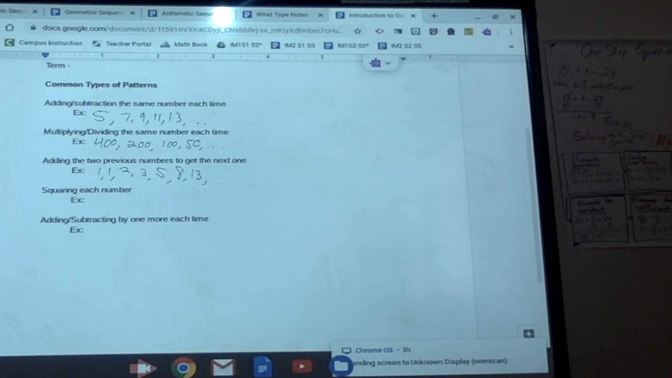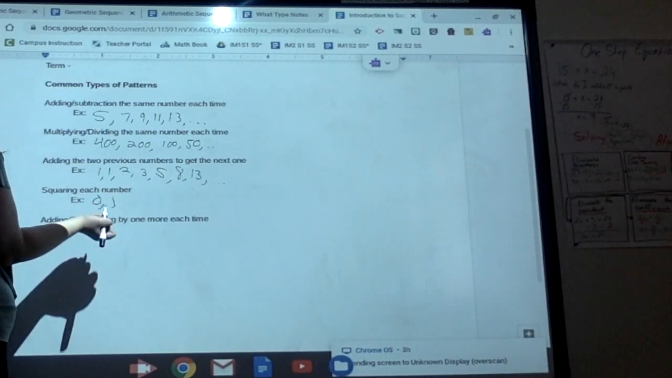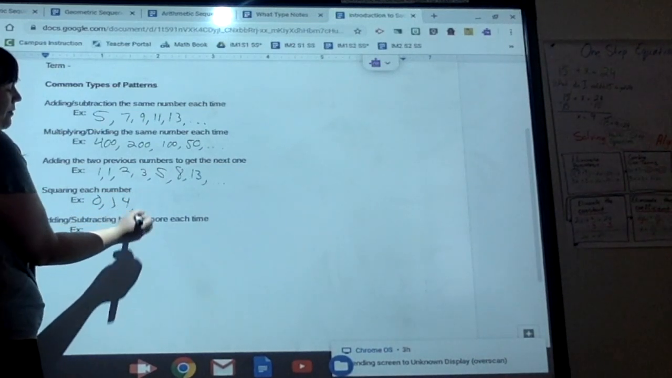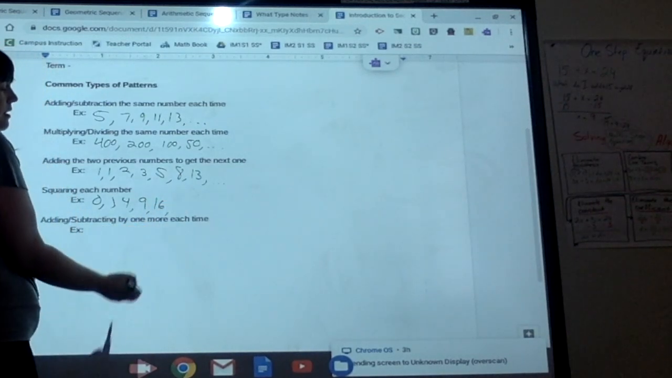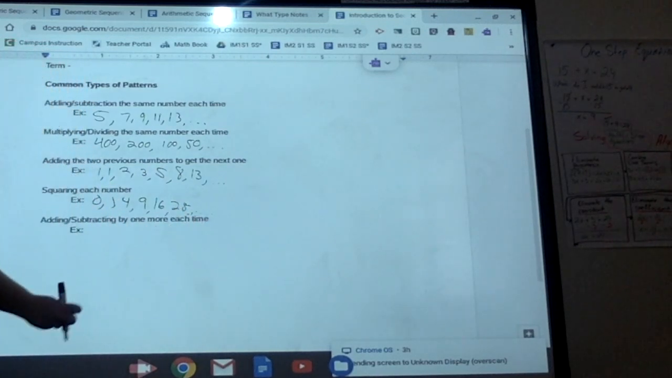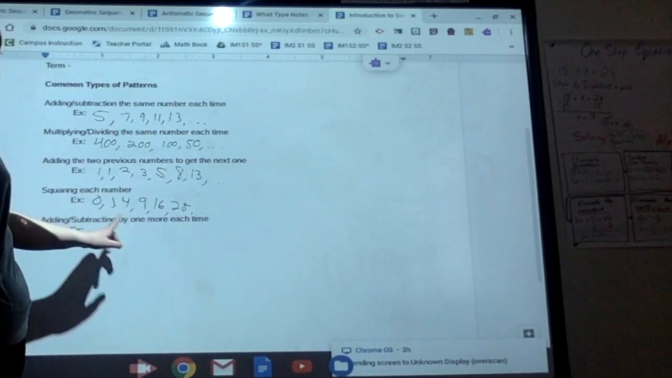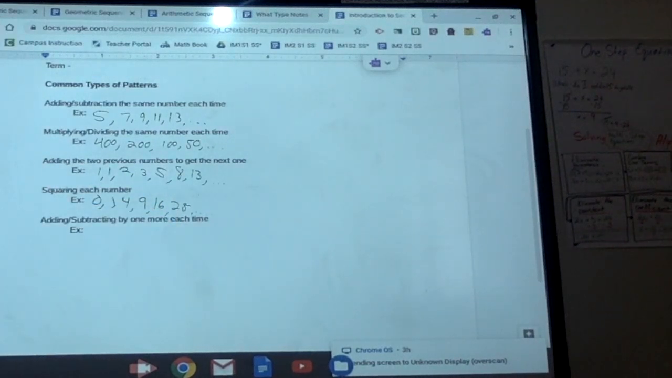Another type that's unique is squaring each number. So to square something means to times it by itself. So the squareds, if I start with 0, 0 times 0 is 0. 1 times 1 is 1. 2 times 2 is 4. 3 times 3 is 9. 4 times 4 is 16. 5 times 5 is 25. And this is the squared pattern. That's 1 squared, 2 squared, 3 squared, 4 squared, 5 squared. The squared just means to take the number and times it to itself.